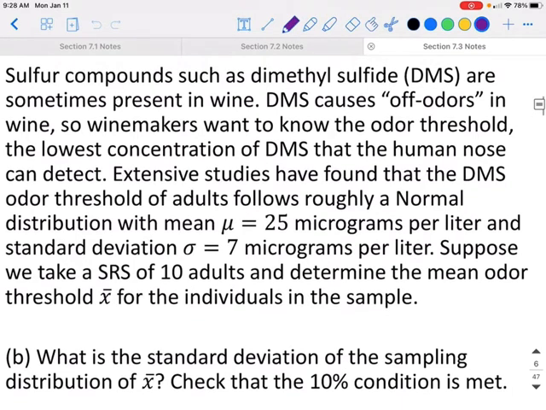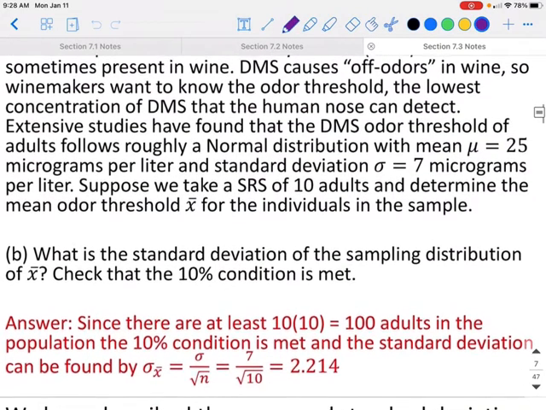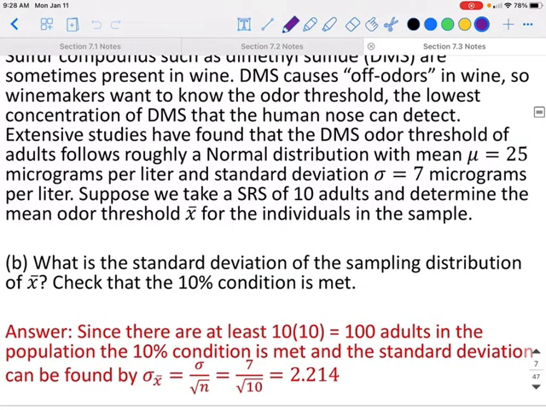What is the standard deviation of the sampling distribution of X bar? Check that the 10% condition is met. Our sample size is 10, so 10 times 10 tells us that our population would have to be at least 100 adults. We know there are definitely more than 100 adults in the population, so our 10% condition is met. To find the standard deviation, you use the population standard deviation divided by the square root of the sample size, or in this case, 7 divided by the square root of 10, which gives us 2.214.